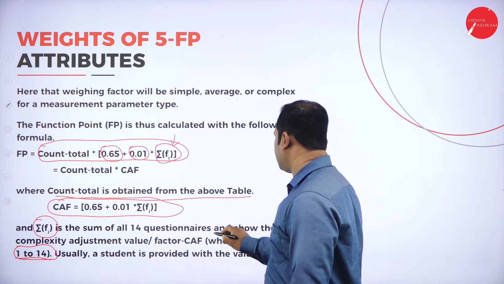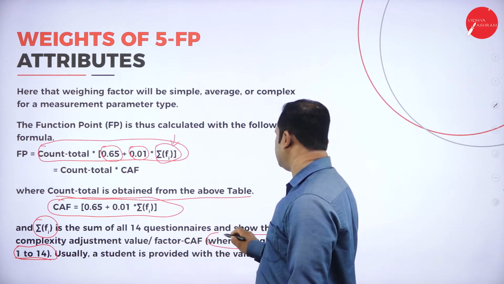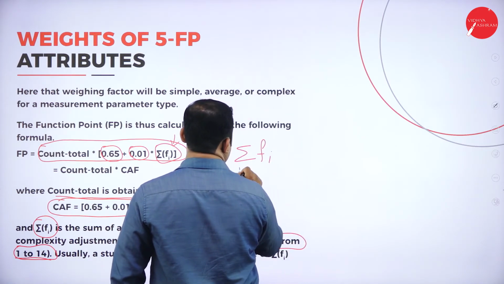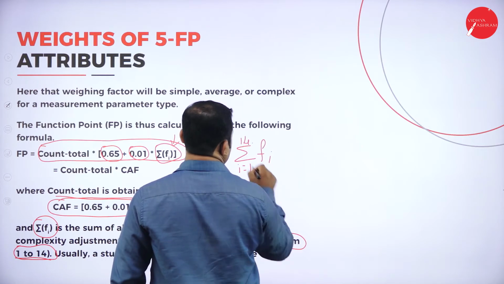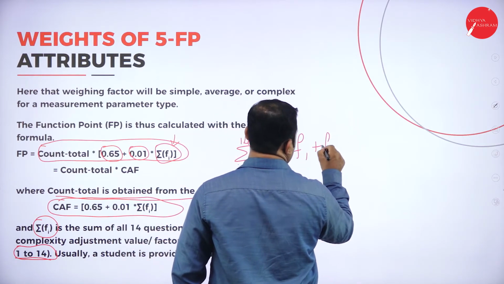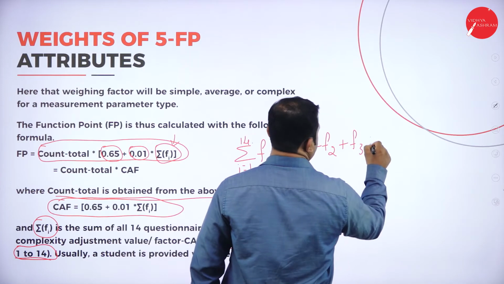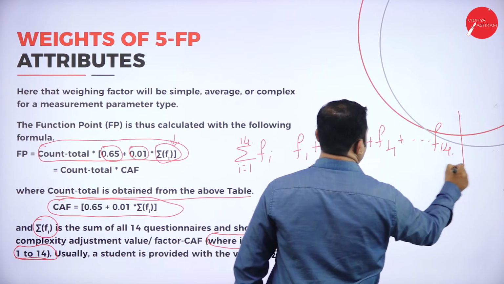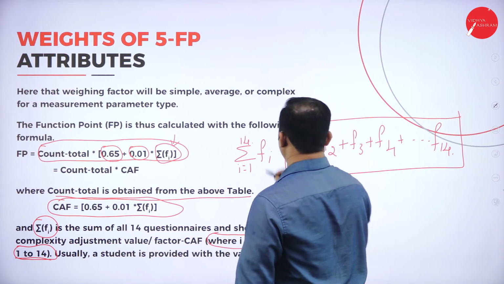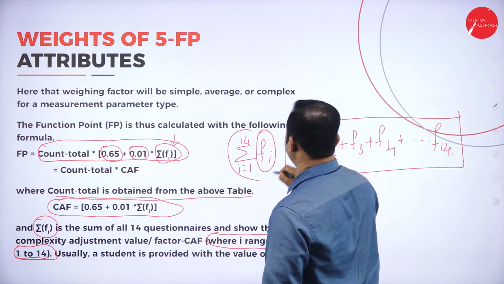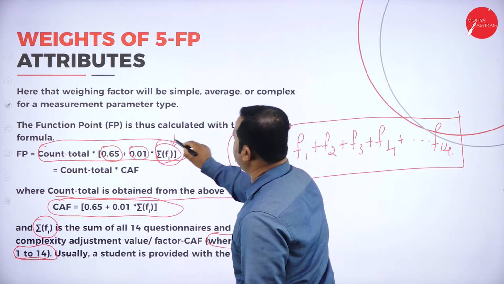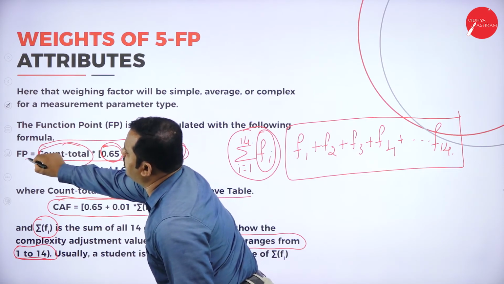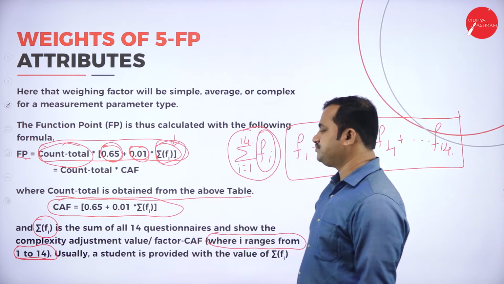The criteria range from 1 to 14, that is Fi, where summation of Fi for i equal to 1 to 14 indicates F1 plus F2 plus F3 plus F4 and so on up to F14. These criteria are added together to get the value of summation Fi. This entire term gives you a value, and these two terms are added and multiplied by count total to get the function point analysis.